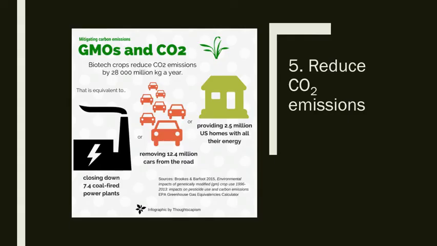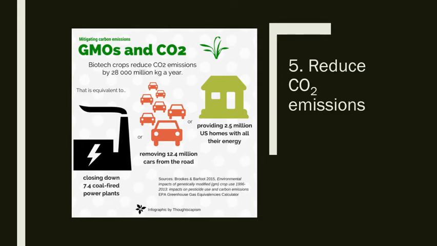It's even possible to use GMOs to reduce carbon dioxide emissions, basically by making the crops more efficient. The more efficient the crops are, the fewer crops you need to grow, the less fertilizer you need, which means that those emissions aren't being created.